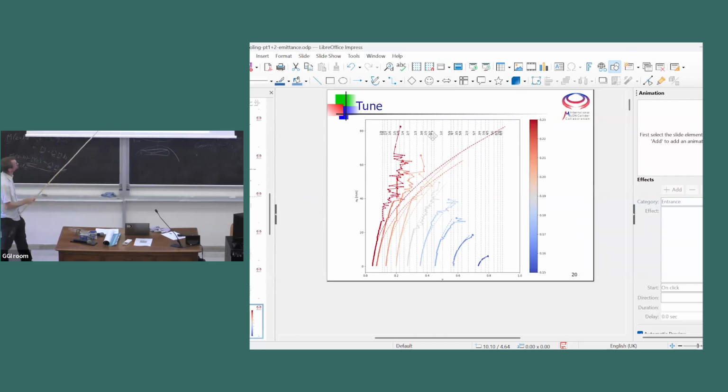So that means this one's more strongly focused, so the tune is higher. There's more focusing. This one's more weakly focused, so the tune is lower. If you imagine that you have a beam with a squillion GeV/c, just really massive energy, it will just fly straight through the magnetic fields and it will see no focusing at all. So as you go to higher energy, you should get less and less focusing.